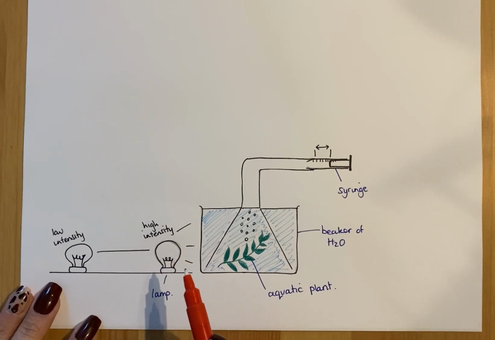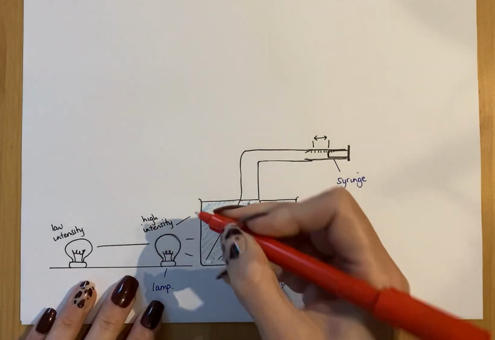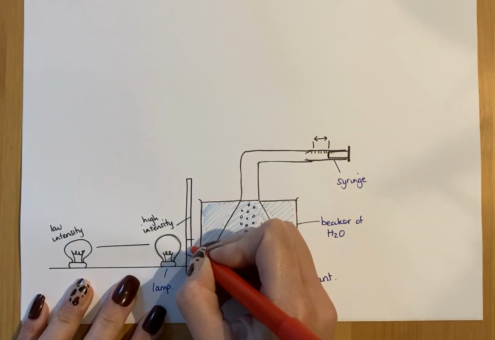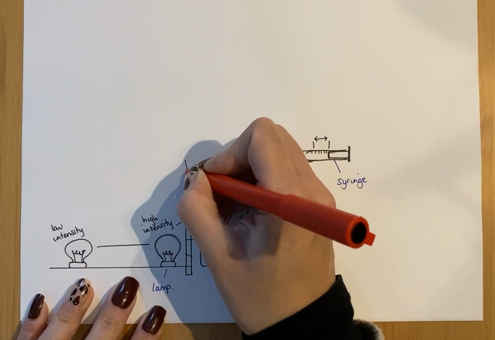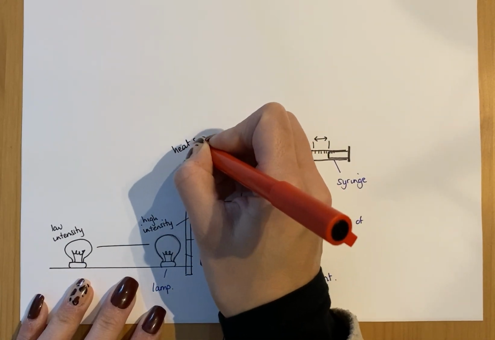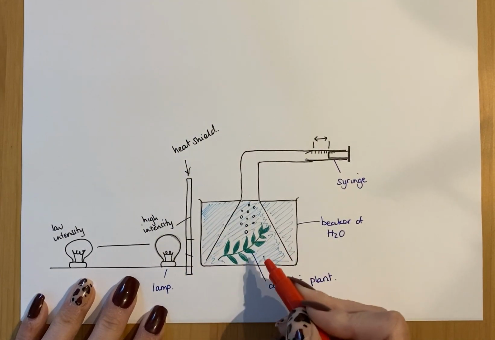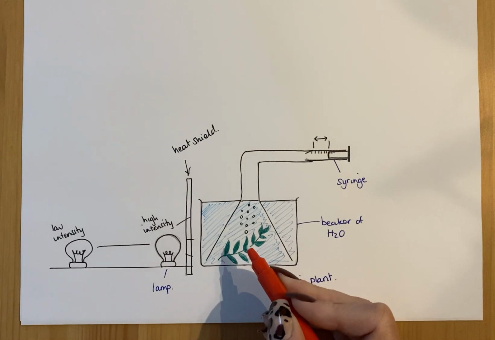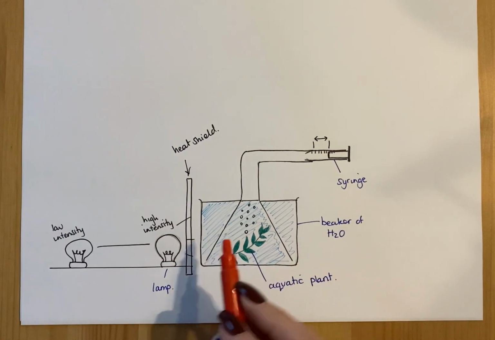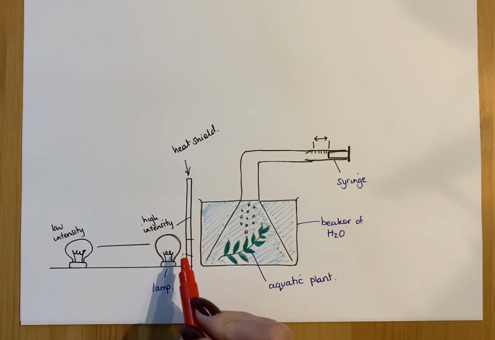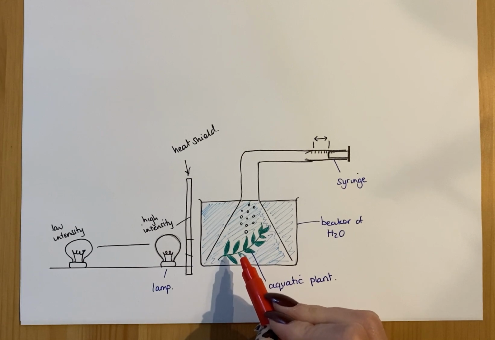Now, there might be an issue with this setup. Think about the fact that lamps often produce heat as well as light, and you should think to control that. So there should really be some kind of heat shield placed in front of this. That prevents the effect of temperature, and therefore makes sure that you can have valid conclusions, valid comparisons between your results. Because if you don't have that heat shield, you can't tell whether it's the temperature or the light that is causing that change in the rate of photosynthesis.